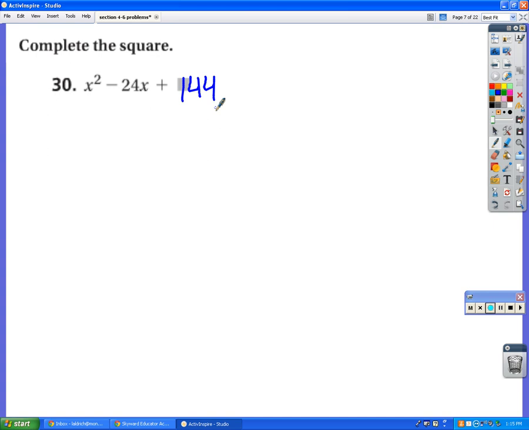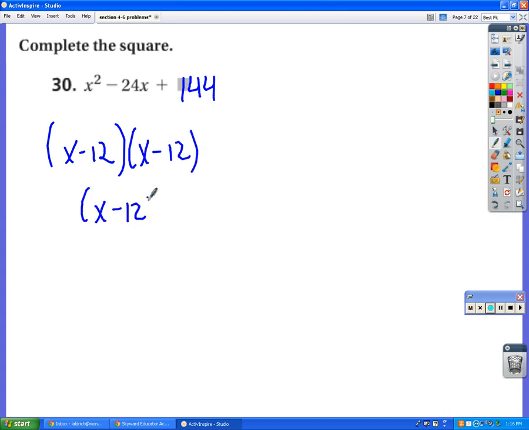And the reason why that completes the square is because now, what does x squared minus 24x plus 144 factor into if we were going to do it? X minus 12, good, times x minus 12, or x minus 12 squared. So putting that 144 there allows us to break it down into two factors that are identical. Okay, so that's why that's called completing the square.